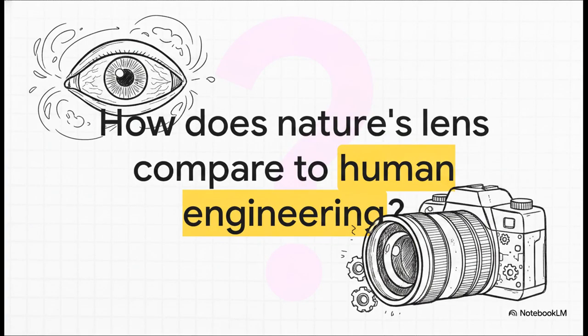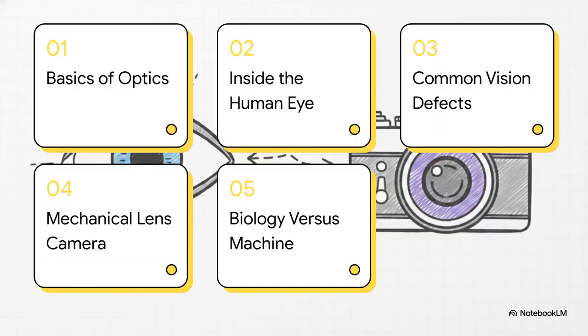Have you ever considered the sheer physics happening inside your head at this very second? As you sit there watching this Explainer, you are actively running an incredibly sophisticated biological machine. So the central question we're tackling today is, how exactly does nature's organic lens stack up against human engineering? Let's find out. All right, here's our roadmap for today.